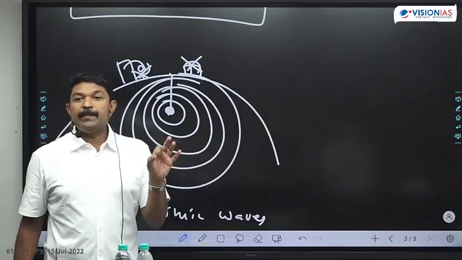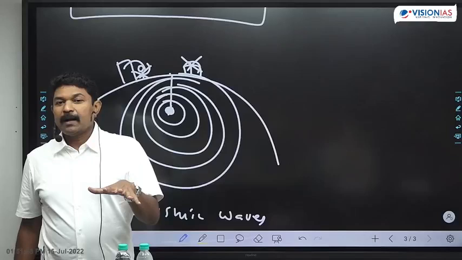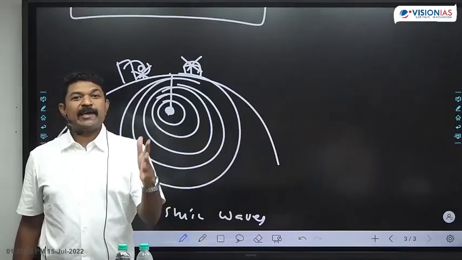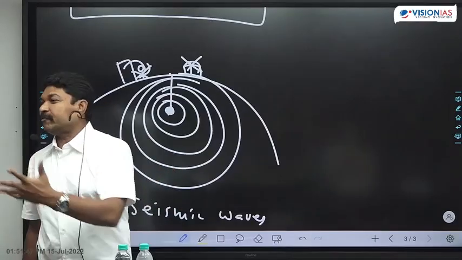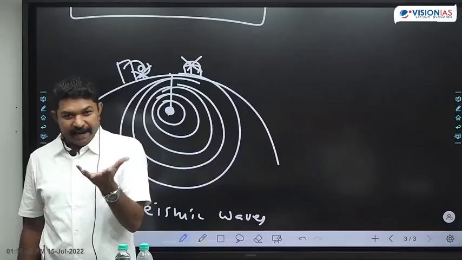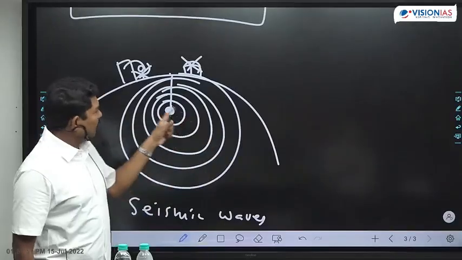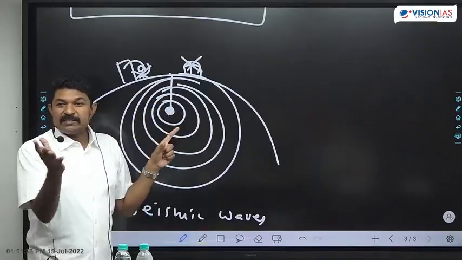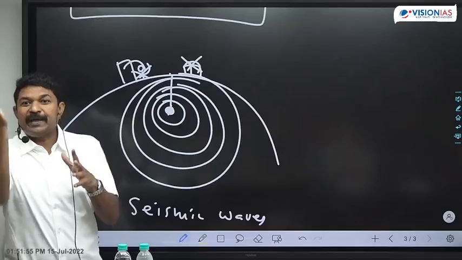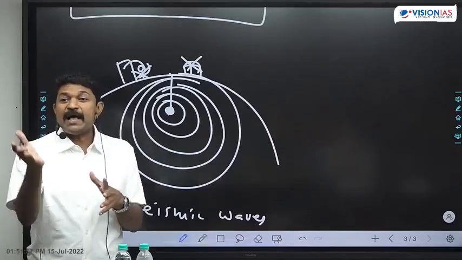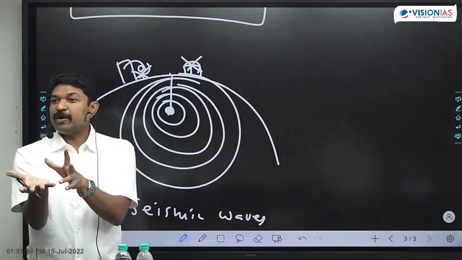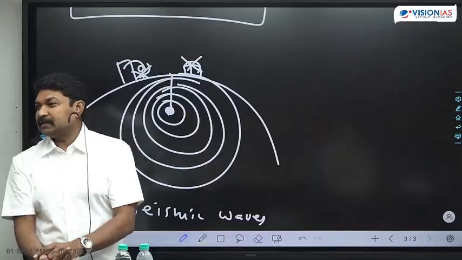What is the literal meaning of the quake? Shake of the earth. The quake of the earth is called an earthquake. What does the shake result in? Shake results in breaking, that is, the break in the rocks because of the shaking. This is called the earthquake.